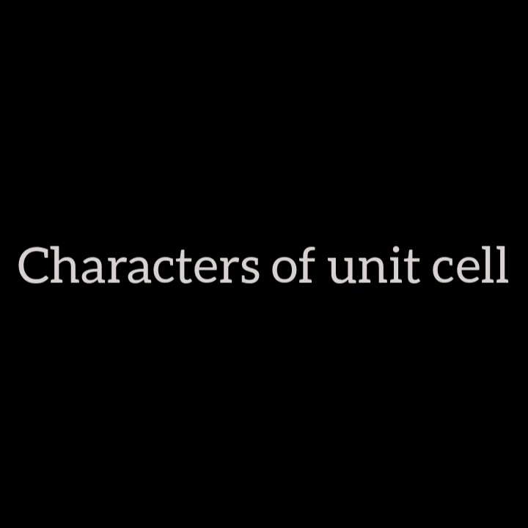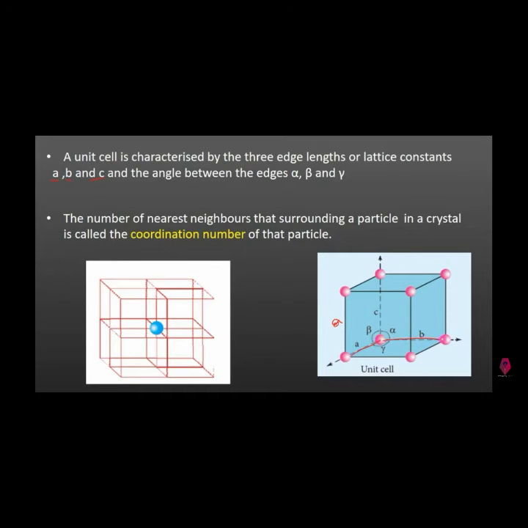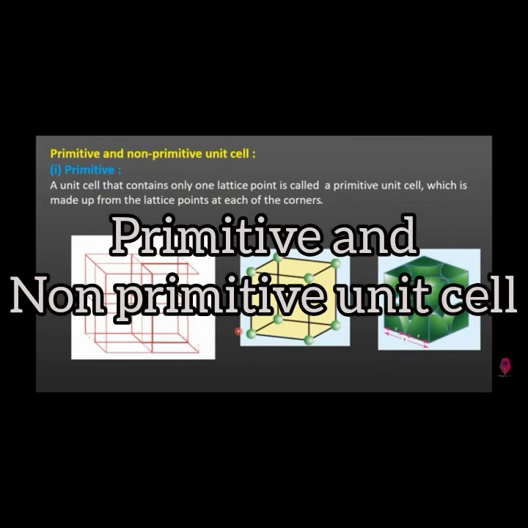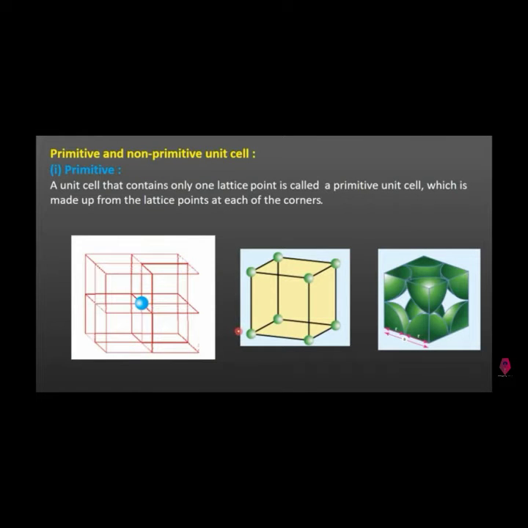The characters of unit cell. A unit cell is characterized by three edge lengths or lattice constants, that is a, b and c. That means three edge lengths along the x, y and z axes, which we can represent as a, b and c, and the angles between the edges. Each angle between the edges is given as alpha, beta and gamma.